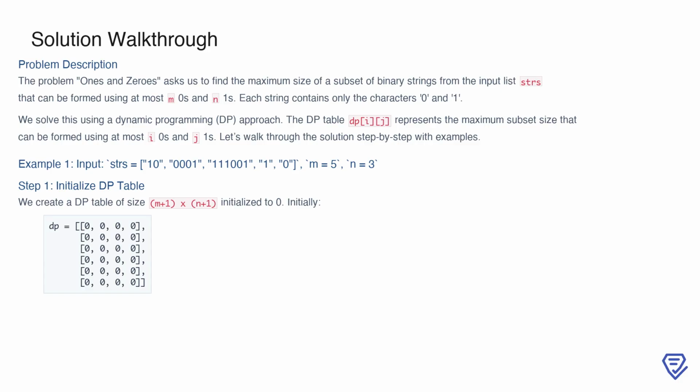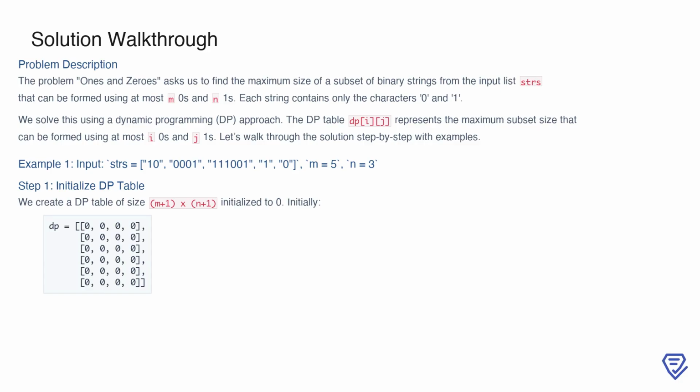In the first step, we initialize the DP table. Since we can use up to m 0s and n 1s, the table will have dimensions m plus 1 by n plus 1, and will initially be filled with zeros, indicating that no subset has been formed yet. The table at this stage looks like this.